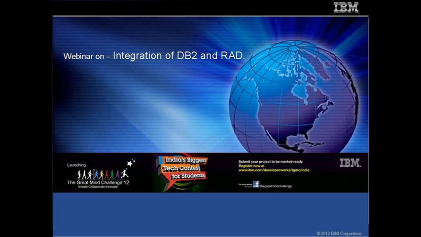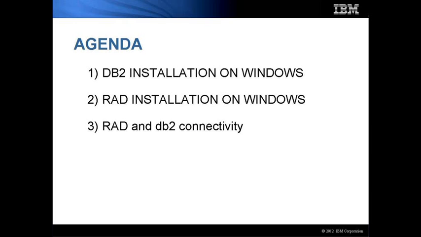Now, the agenda of this particular webinar is, first of all, we'll cover DB2 installation on Windows, that is DB2 9.7 on Windows. Second one is RAD installation on Windows, that is RAD 7.5 on Windows. And finally, the third thing, RAD and DB2 connectivity, the front end and the back end part. So now we will start with the first one, DB2 installation.